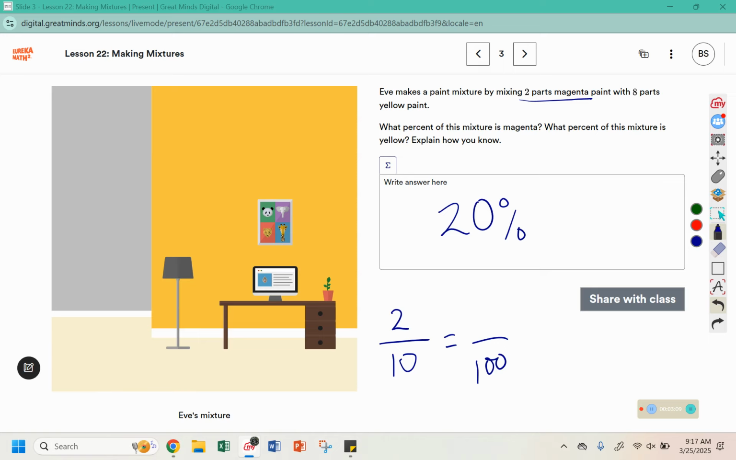If 20% is magenta, and there are 10 parts total, and 8 come from yellow, cross multiplying and dividing here, that would mean 80% comes from the yellow paint.